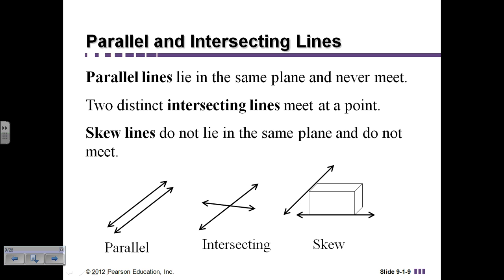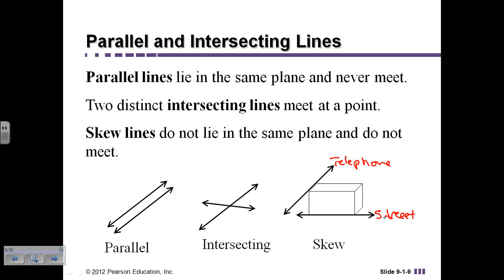Now, skew lines is an unusual term that we don't see very often. But lines that are skew are lines that do not lie in the same plane, and they never meet. So a good way of looking at skew lines, you could think of skew lines as the telephone lines and the street. Here are our telephone lines, and here's the street.